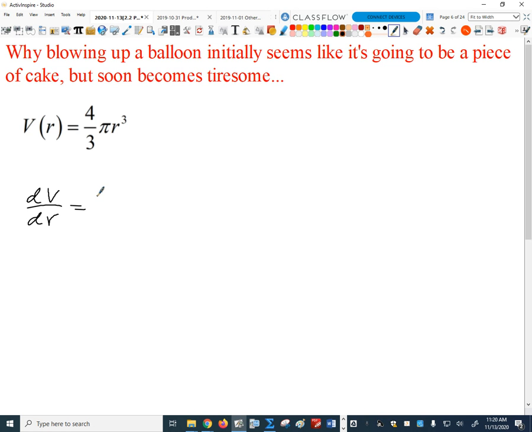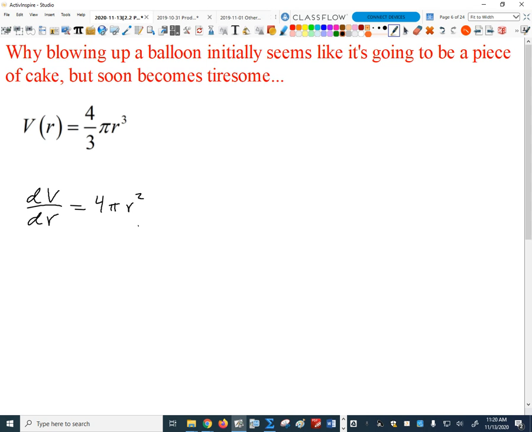Wouldn't it just be 4/3 and then 3 times pi r squared? There you go. And 4/3 times 3 is just 4, right? The 1/3 would cancel with the 3, so I get 4 pi r squared. Okay. So the rate of change of volume with respect to radius is 4 pi r squared.